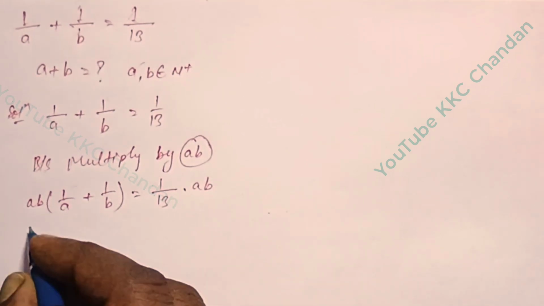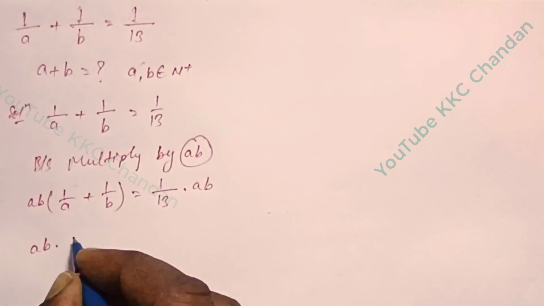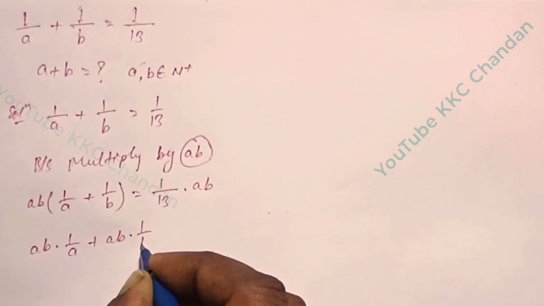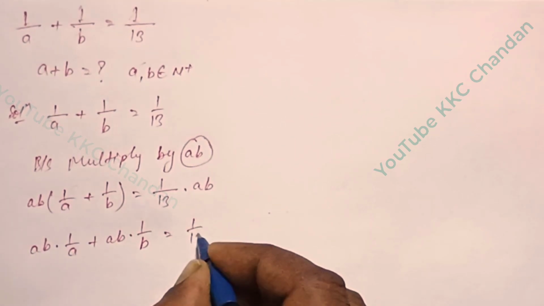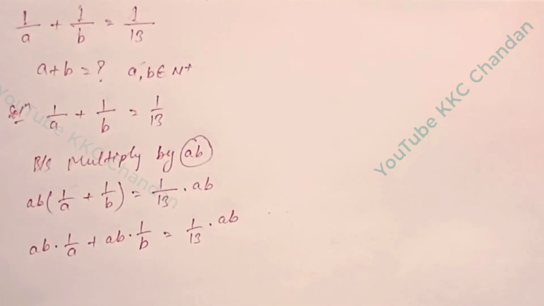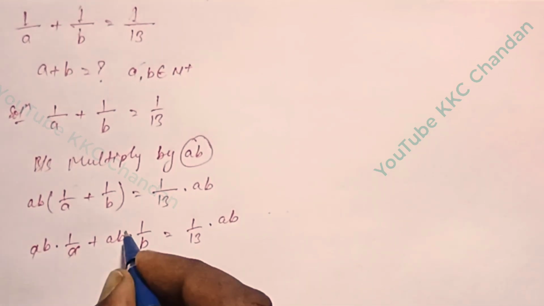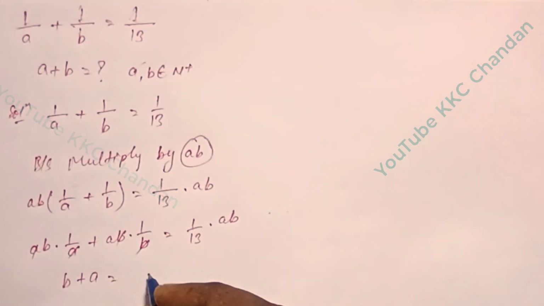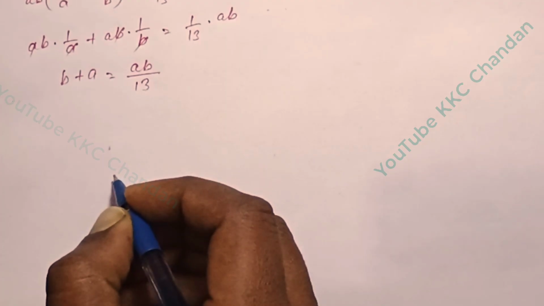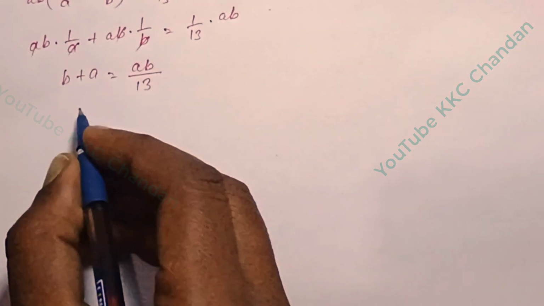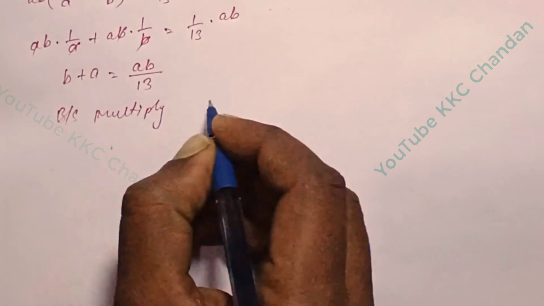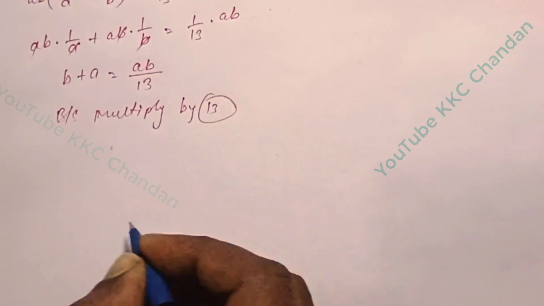After the next step, separate it: ab into 1 divided by a plus ab into 1 divided by b is equal to 1 divided by 13 into ab. After the next step, a cancels, b cancels, left is b plus a is equal to ab divided by 13. After the next step, both sides multiply by 13.